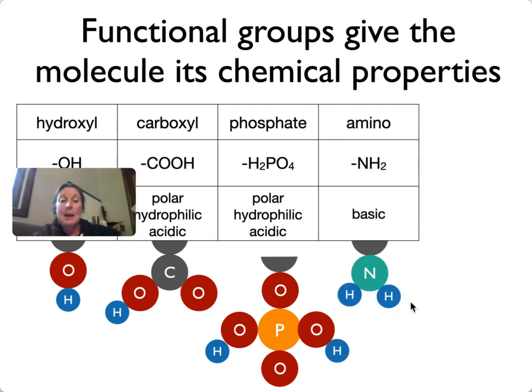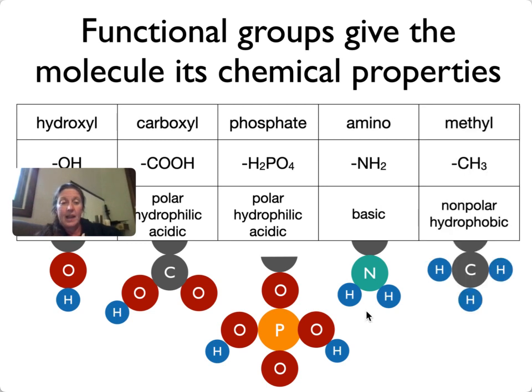Next group is the amino group. Amino groups are NH2, N is nitrogen. And amino groups are basic. That means that they can take a proton out of solution. They can hold on to an extra proton. So if there's an extra proton out here, the amino group will grab onto it and become NH3 plus and act as a base. The last group that we're going to talk about is the methyl group.